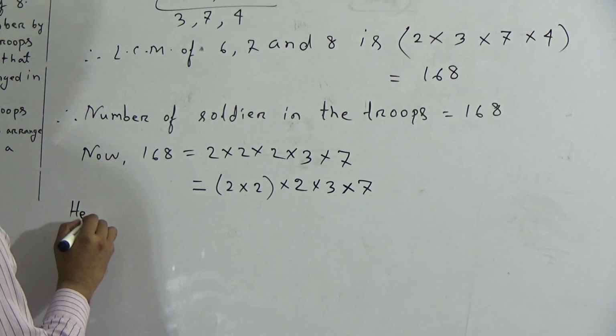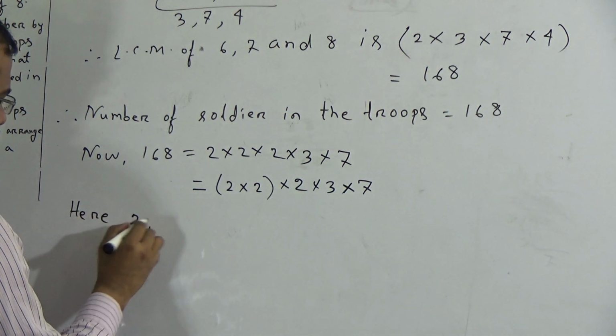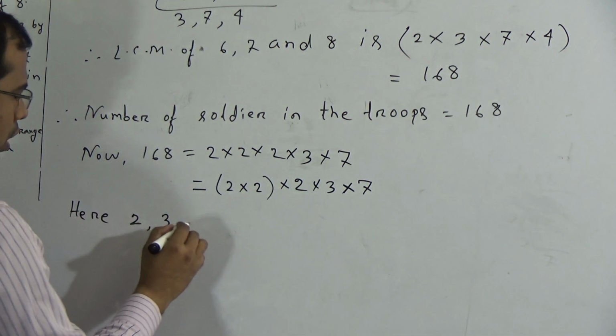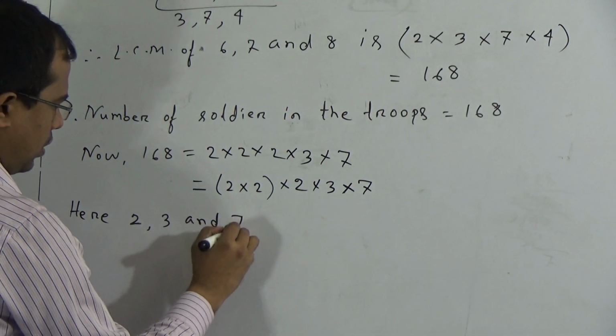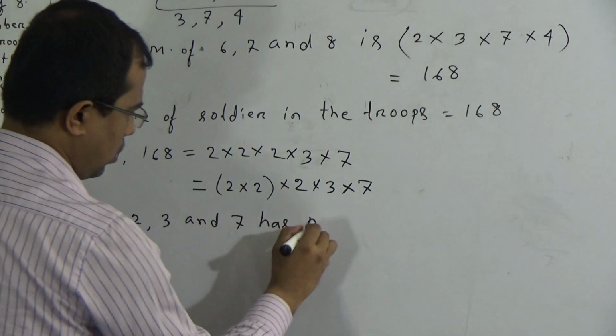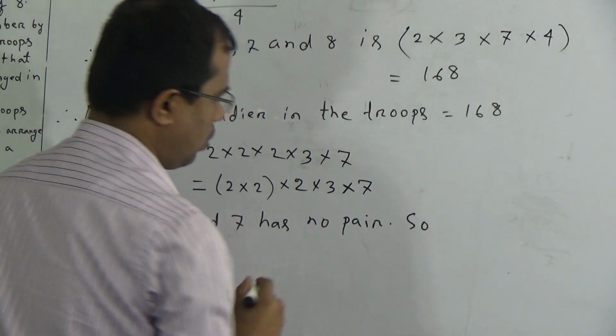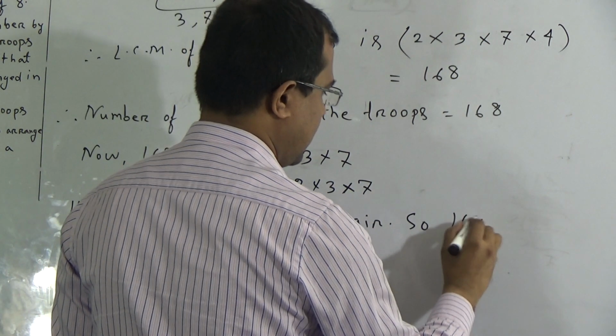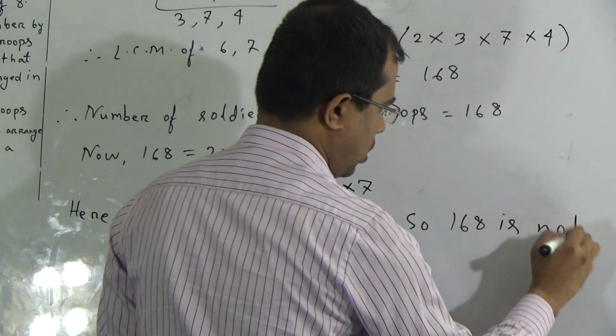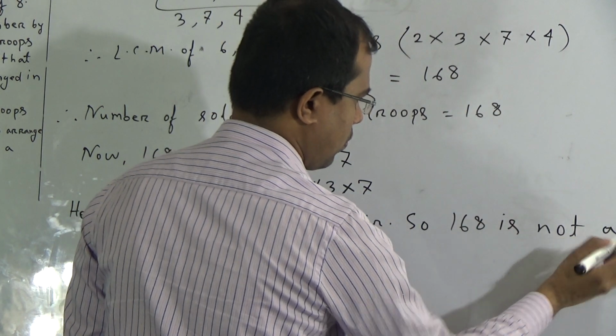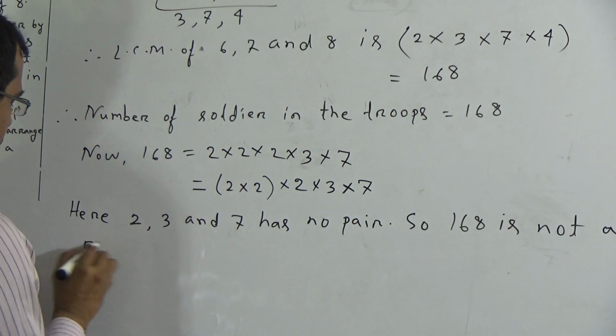Here 2, 3 and 7 have no pair. So 168 is not a perfect square.